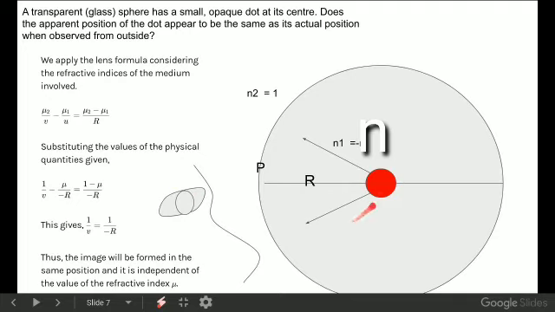So how does it appear actually? The observer is observing this dot. Does it appear where it actually exists, or does it appear closer than its actual distance, or farther than its actual distance? So here also we are going to apply the curved surface formula, and the radius of curvature is capital R here. How this dot appears to this observer is decided by the light rays which are originating from the dot to the observer.